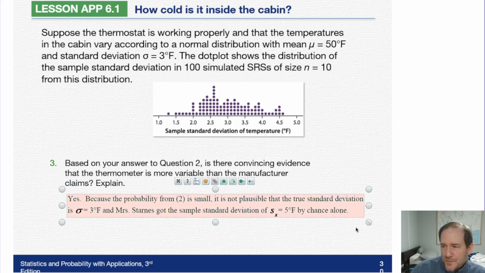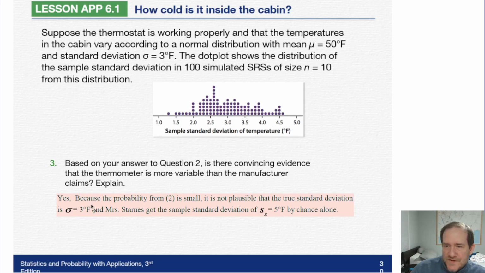So how'd the textbook put it? It says yes. Because the probability from 2 is so small, it's not plausible that the true standard deviation could possibly be 3, and Mrs. Starnes got the sample standard deviation of 5 by chance alone. It's just not possible. So where's the mistake? The mistake must be in assuming that the population standard deviation really was 3. It must be something higher. That's the idea there. All right, again, I hope this all made sense.